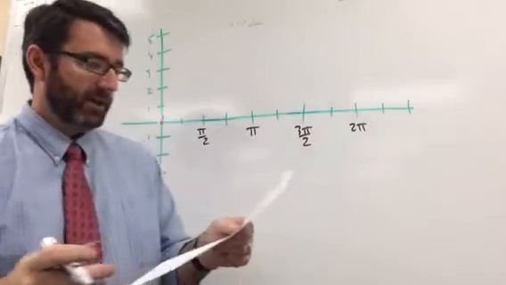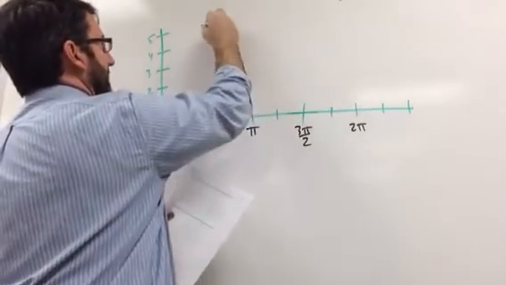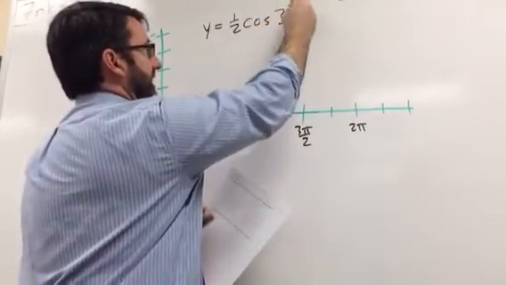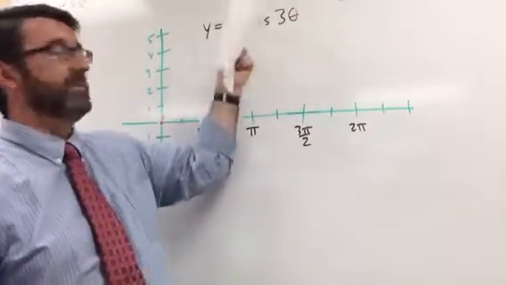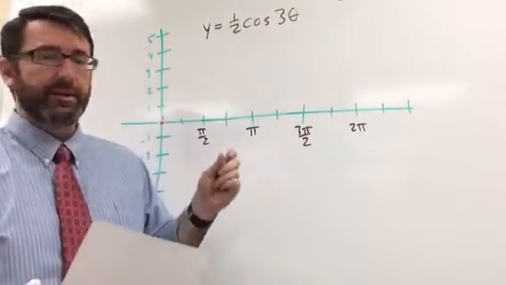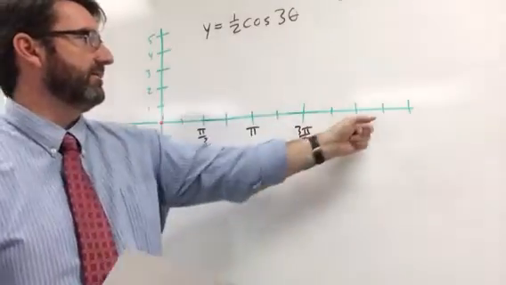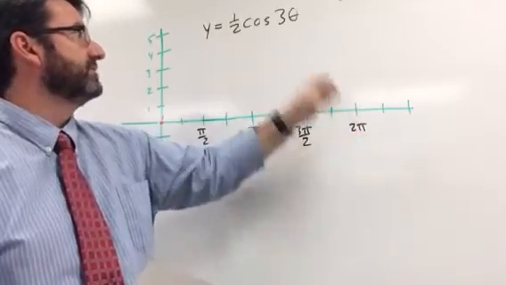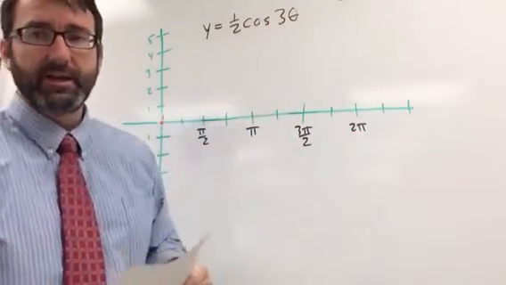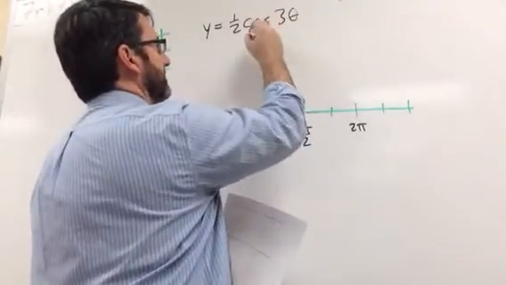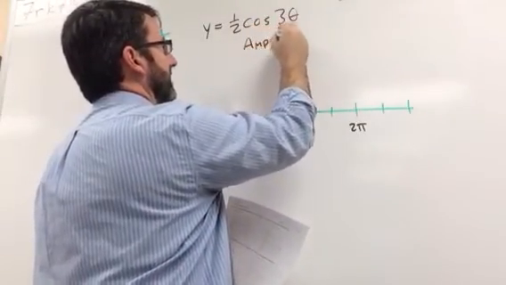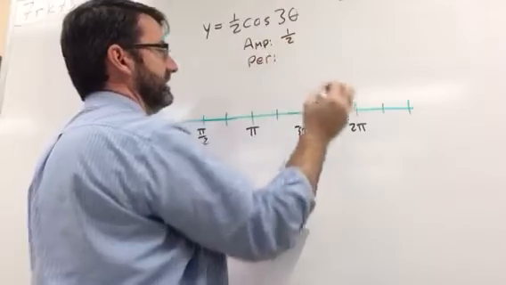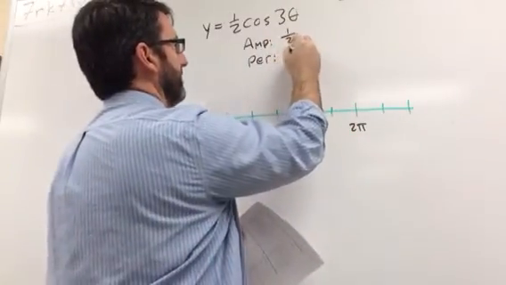All right, and now our function is y equals 1/2 times the cosine of 3 theta. So our amplitude is going to be 1/2. And our period now is going to be 1 full rotation, which is 2 pi if we're in radians. So 2 pi radians divided by 3. So our amplitude is 1/2, and our period is going to be 2 pi divided by 3.